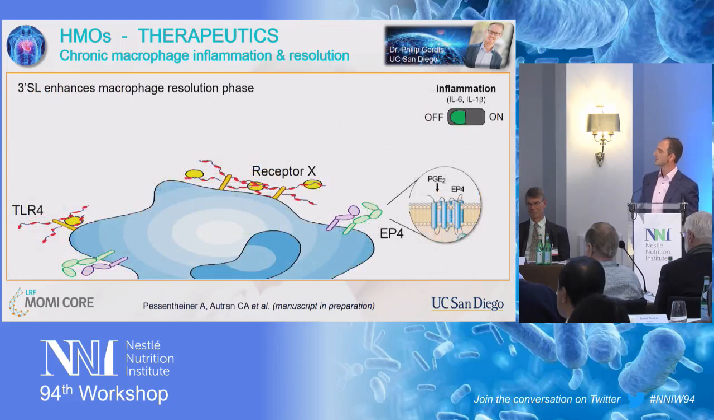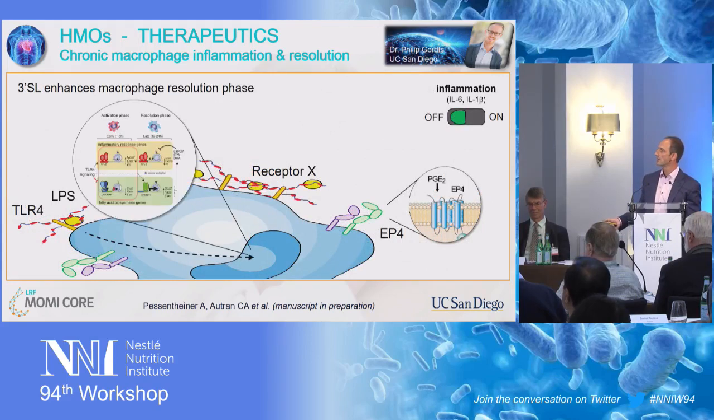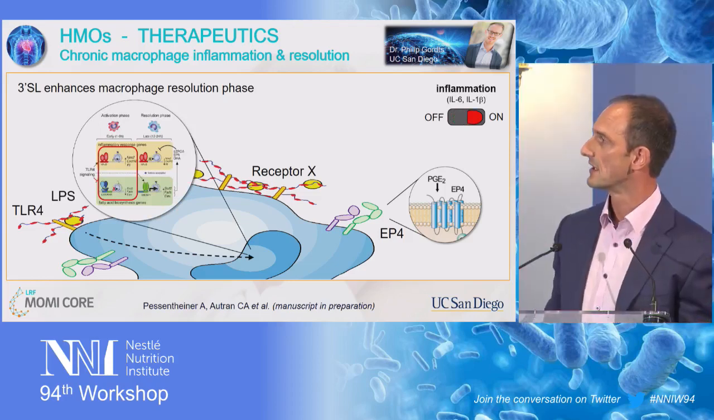Okay, so here's the model. What happens when you add LPS or another stimulator? You switch on the inflammatory response and you get to this point here, right? Inflammation is switched on. This is your early phase of macrophage activation.